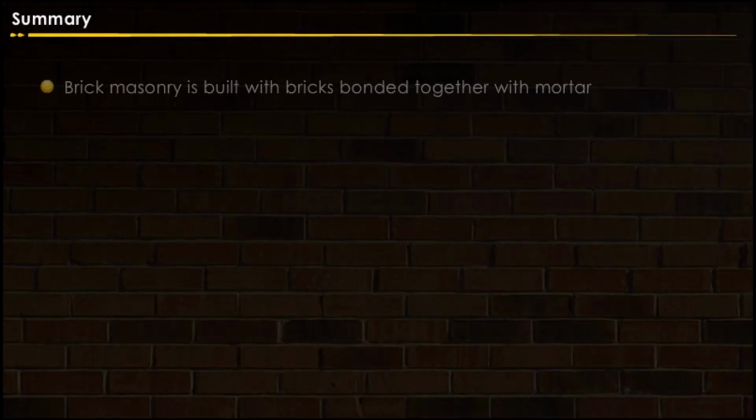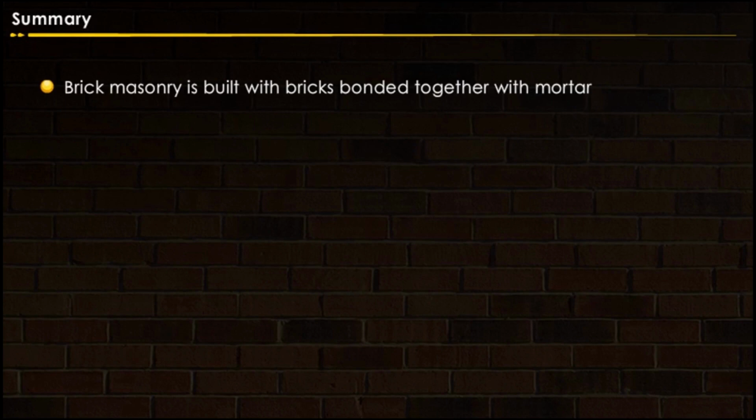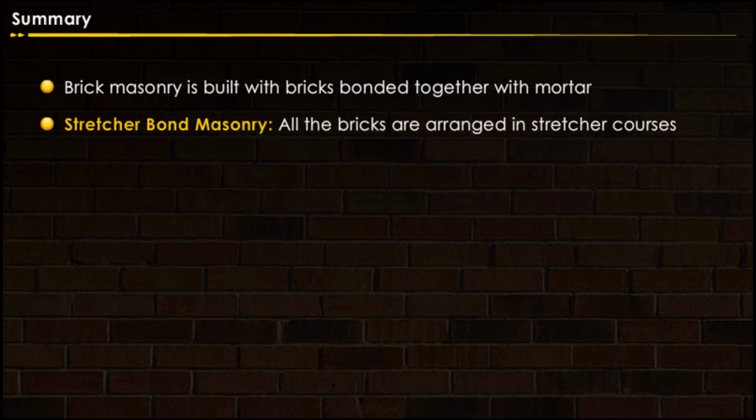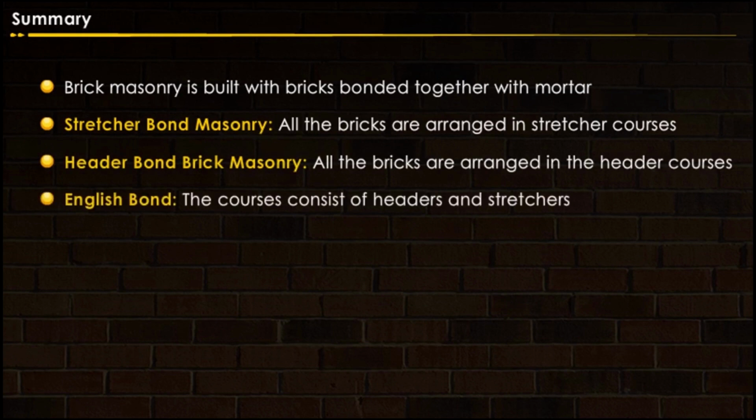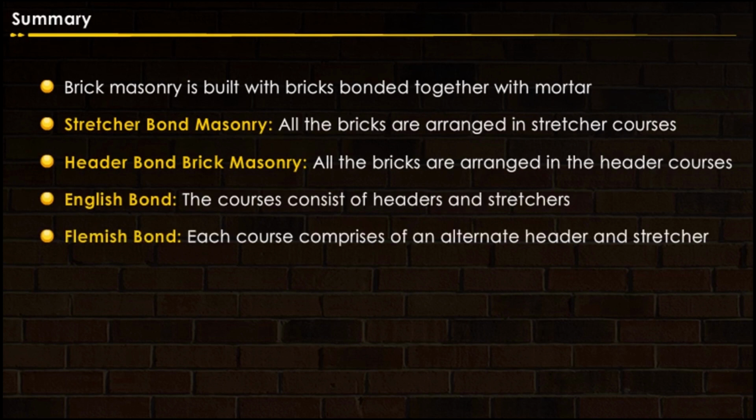Let us summarize what we have learnt in this lesson. Brick masonry is built with bricks bonded together with mortar. In stretcher bond masonry, all the bricks are arranged in stretcher courses. In header bond brick masonry, all the bricks are arranged in header courses. English bond courses consist of headers and stretchers. In Flemish bond, each course comprises alternate headers and stretchers.